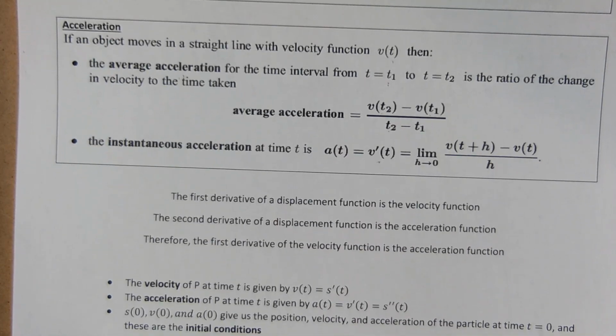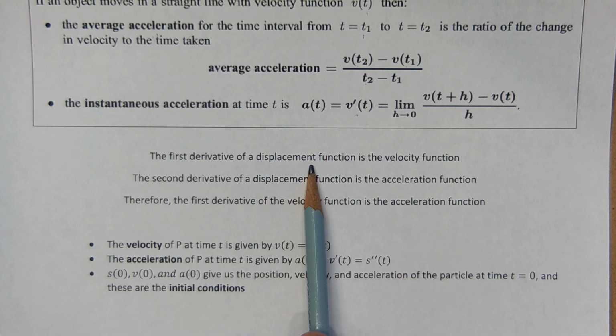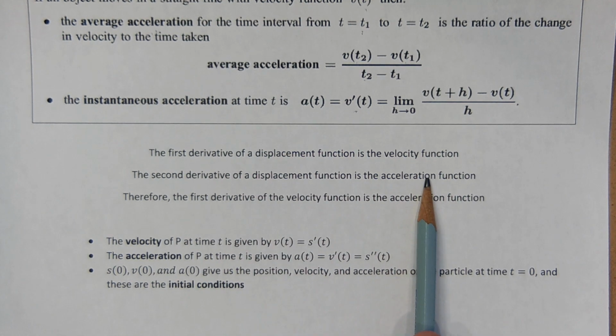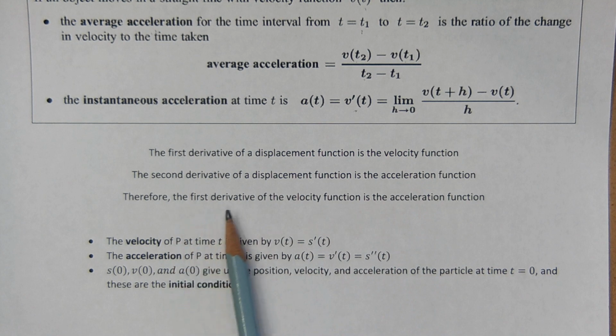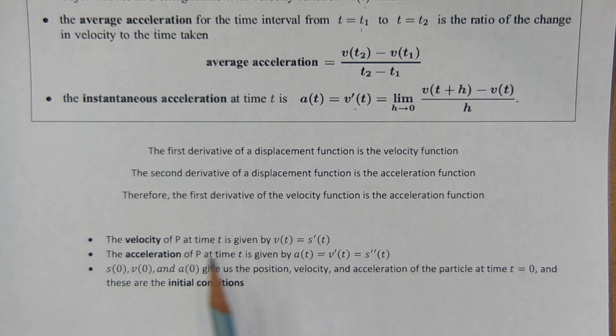So, sum it up. The too long didn't read. First derivative of displacement is velocity. Second derivative of displacement is acceleration. Therefore, the first derivative of velocity is acceleration. Here it is in symbols. Velocity, v of t, is s prime of t. Acceleration at any point, at any time, is v prime of t or s double prime of t.